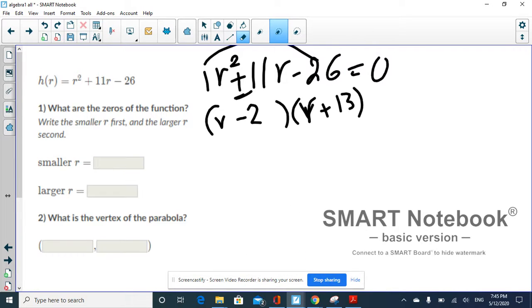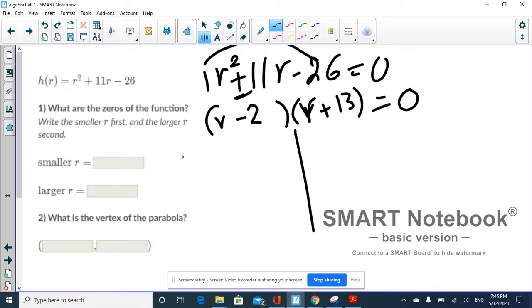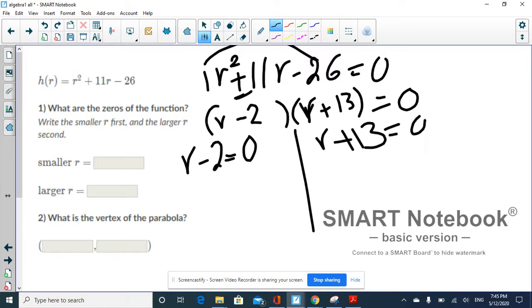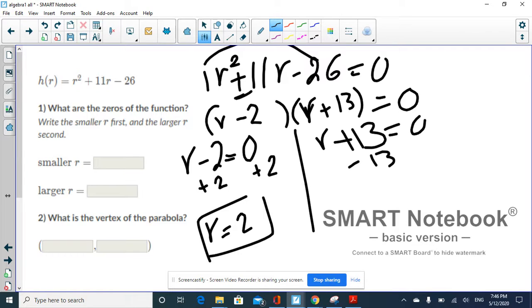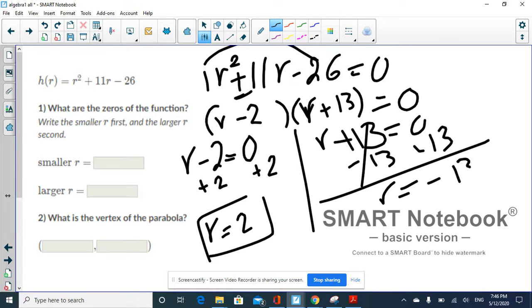Okay, this is equal to 0. We have two factors equal to 0. So maybe the first one equals 0, or the second equals 0. Solve these two linear equations. If we solve the first one, we have to add 2. That means the first solution r equals 2. The second, we subtract 13 because it's addition. Okay, so r equals negative 13. I think you know which one is smaller, which one is larger. Of course, the negative number is smaller and the positive is the larger.